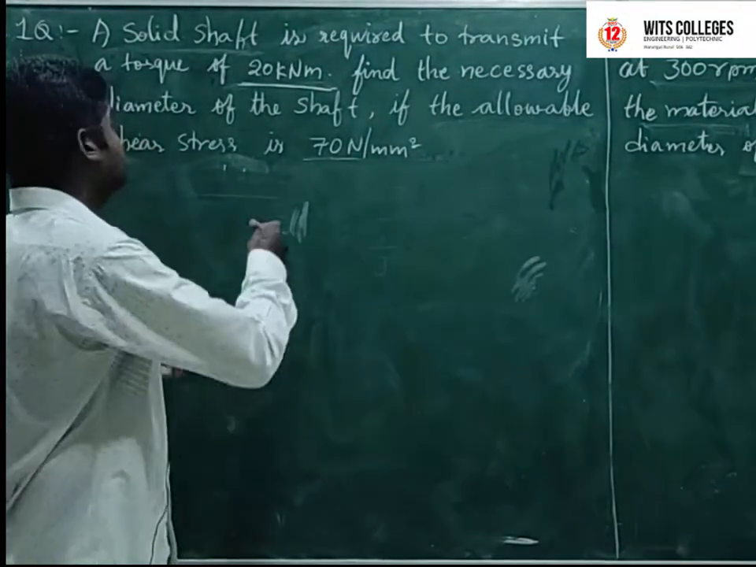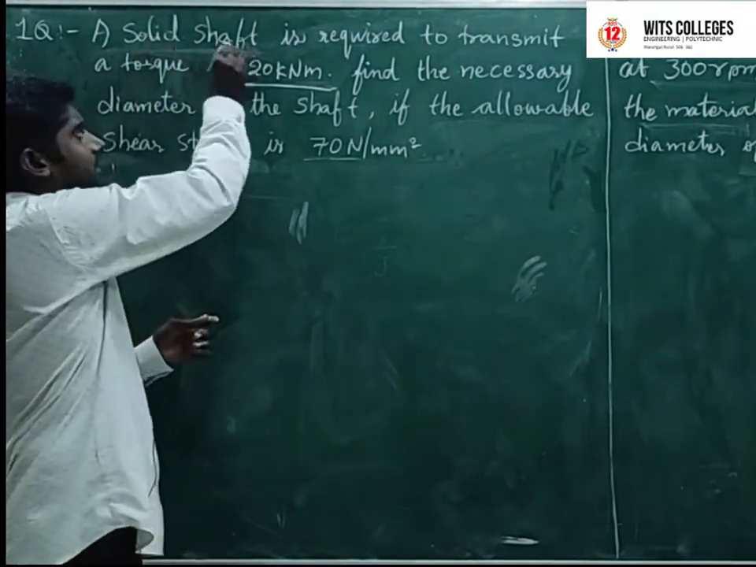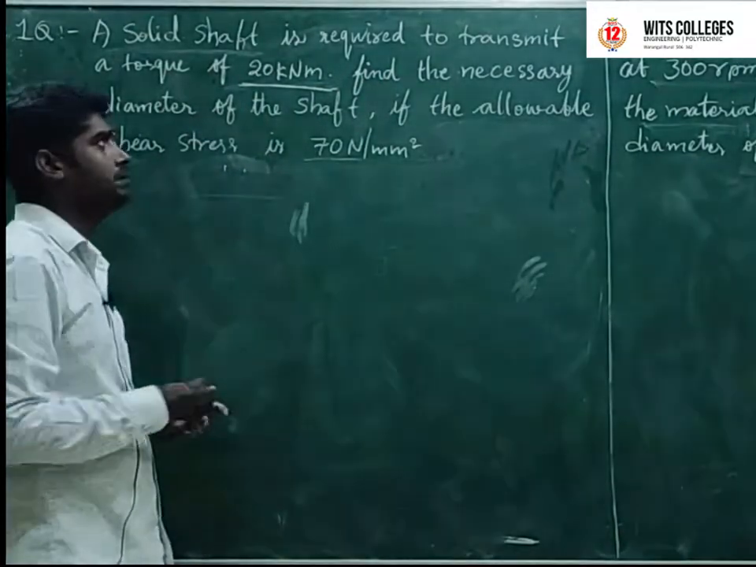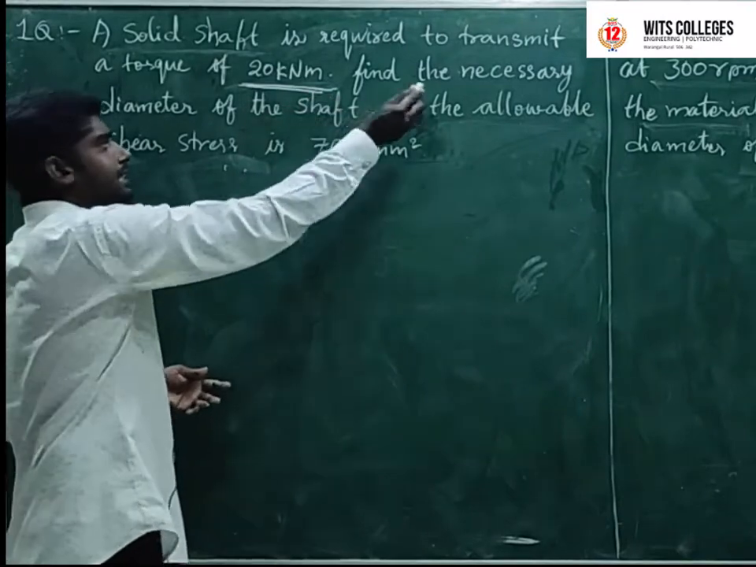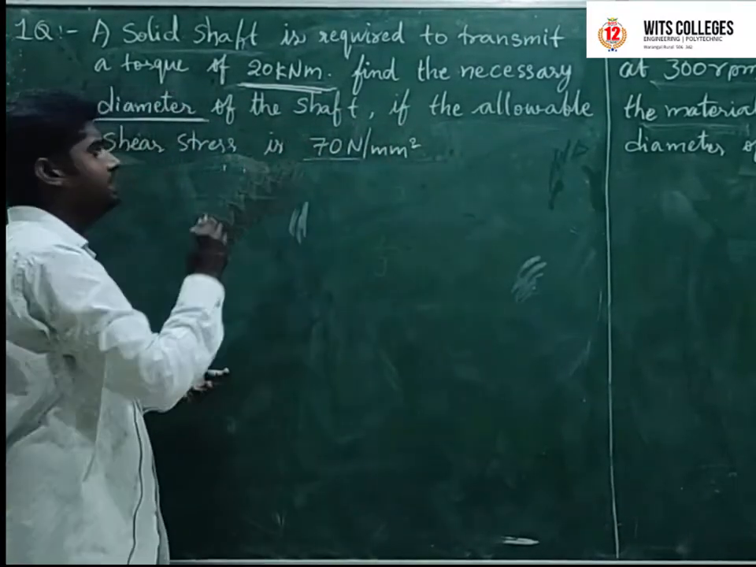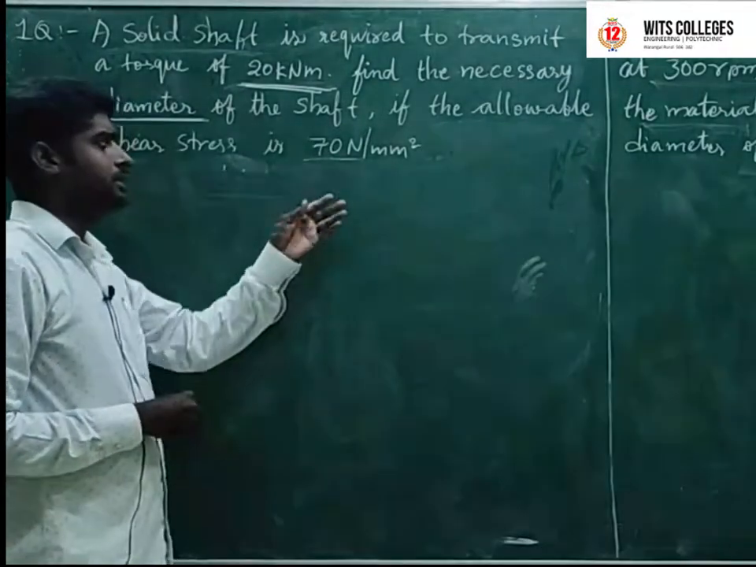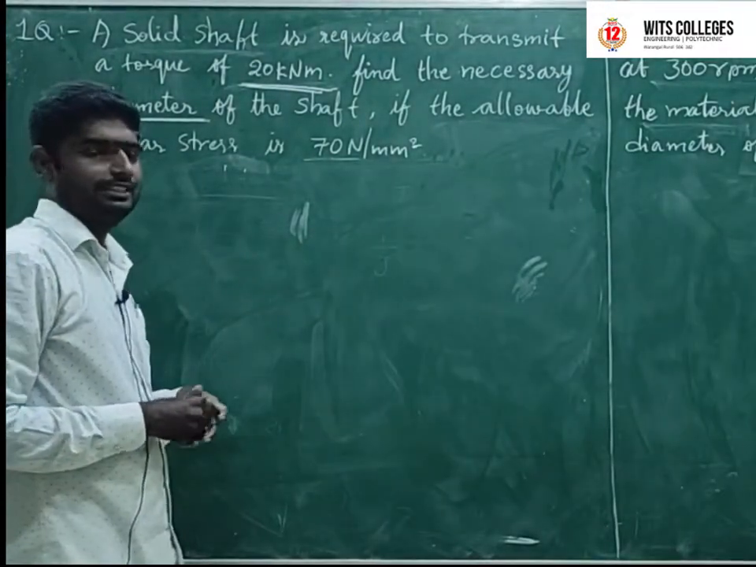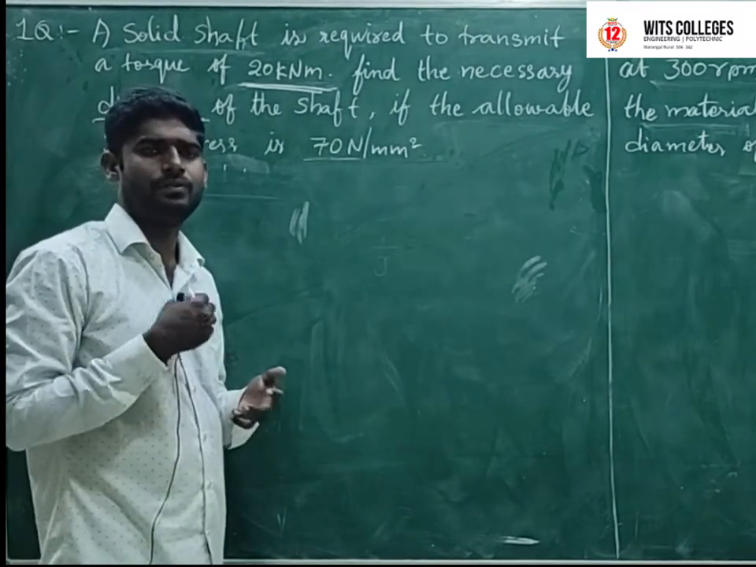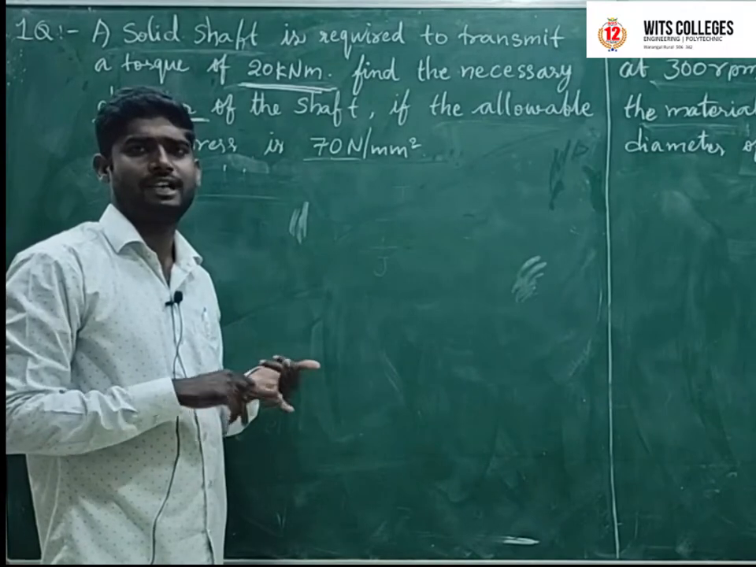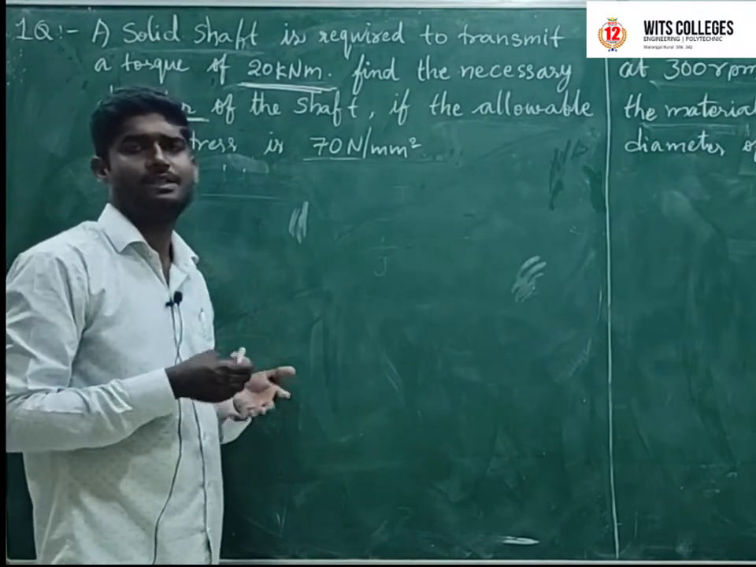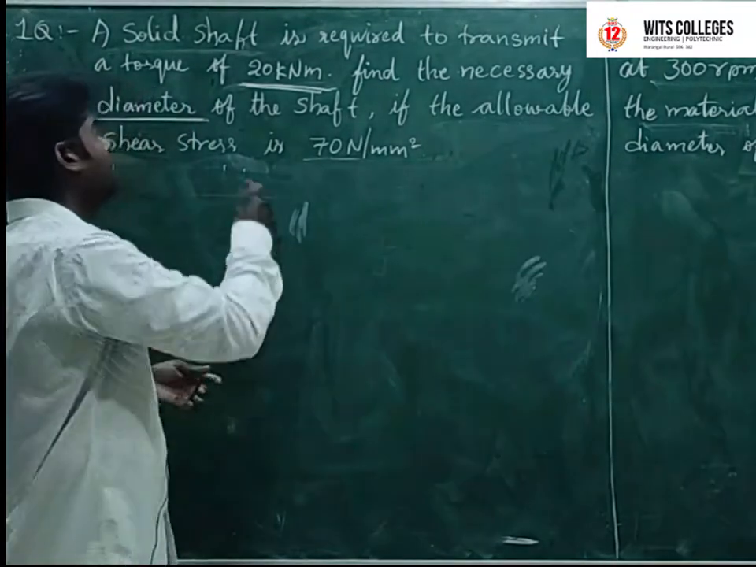In this problem, our question is: a solid shaft is required to transmit a torque of 20 kilonewton meter. Find the necessary diameter of the shaft if the allowable shear stress is 70 Newton per mm square. We already discussed that to design any shaft, we need the stresses, torque and diameter. After that, we design a shaft. Let's see in this problem.